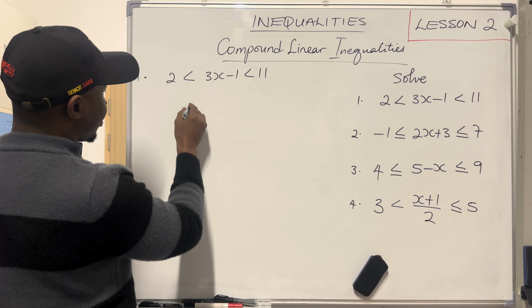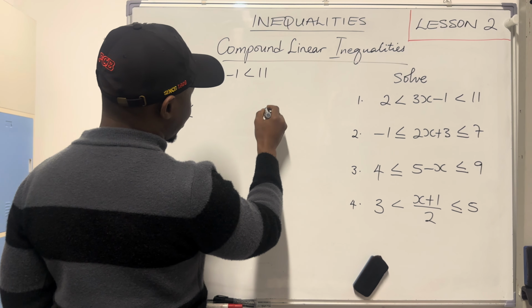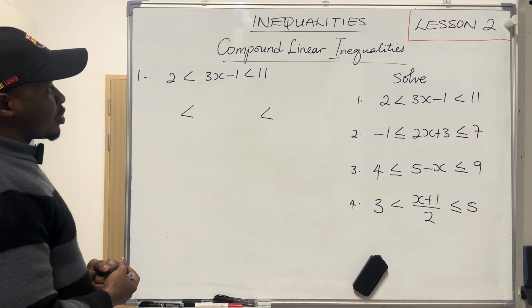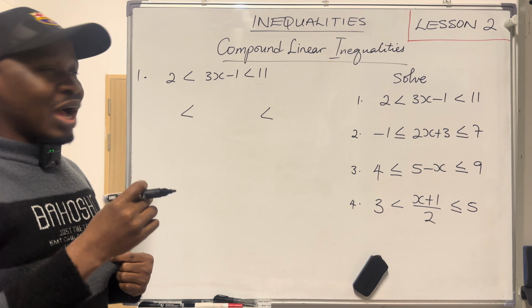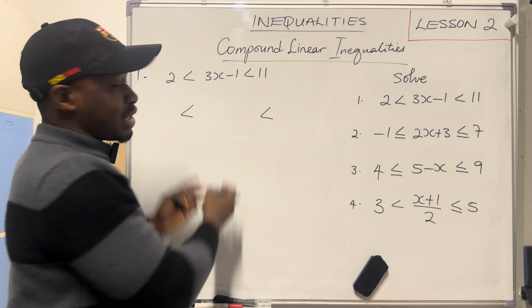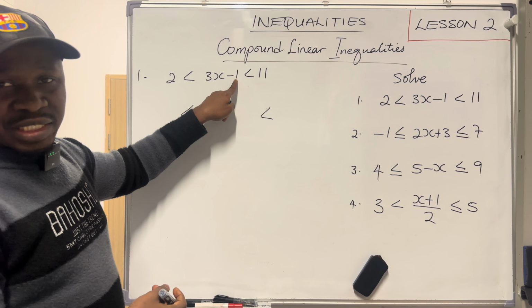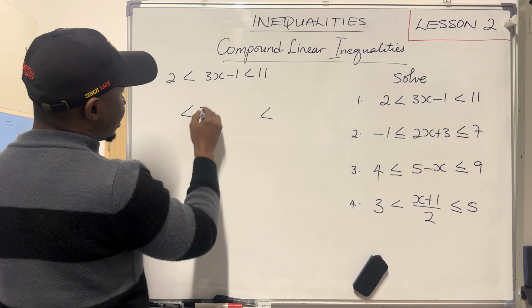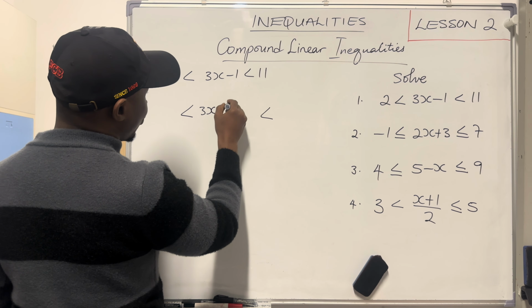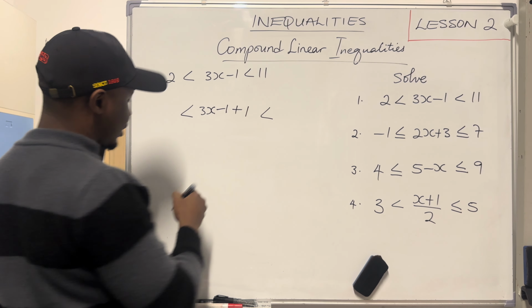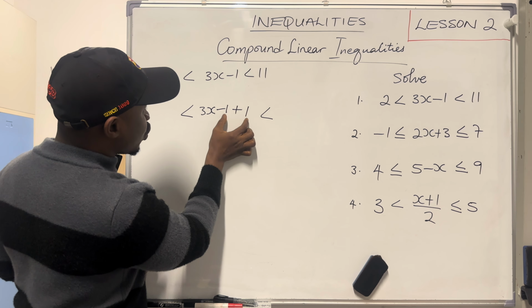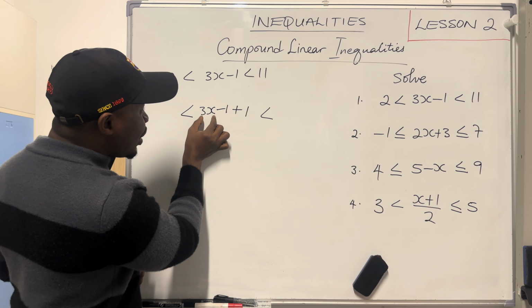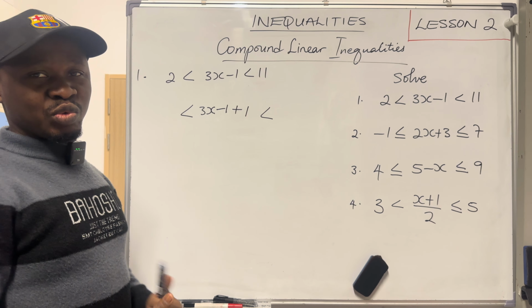Now look at this symbol. It is this. Look at this one. It is this. But we don't want minus 1 here because the final answer is supposed to have only x between the symbols. So the only way to eliminate this is to say 3x minus 1 plus 1. Why is it plus 1? Because minus 1 plus 1 will be 0. So this one will go away, leaving only the x term, and that is what we want.